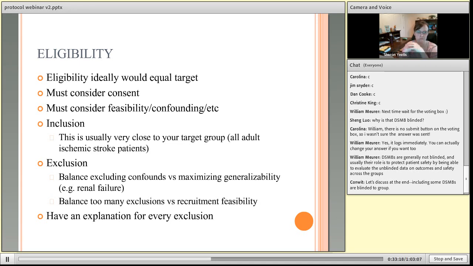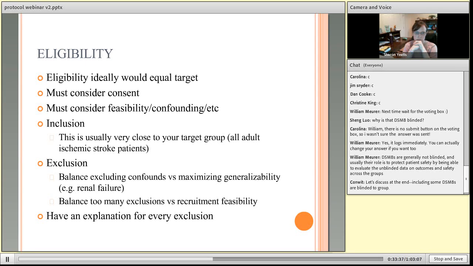So you want your trial, when it's over, to be generalizable so that you can share it with as many patients as possible and have an impact, right? So you'll always dance between that, yeah, it's confounding, but yeah, I want it to be generalizable. So think about that issue.